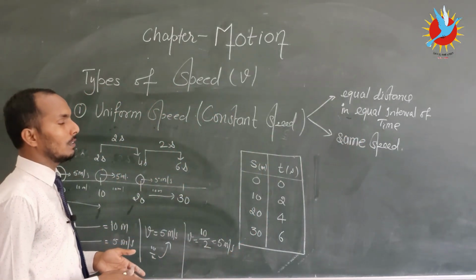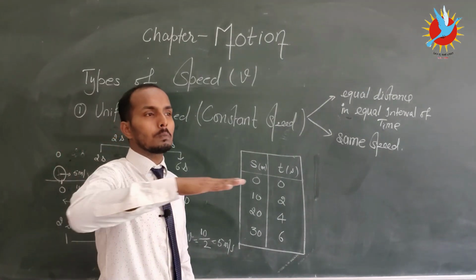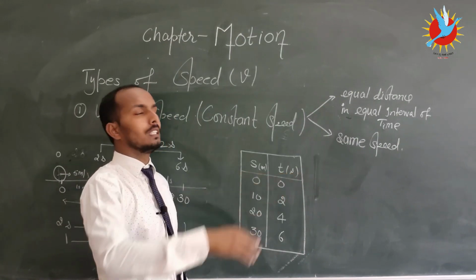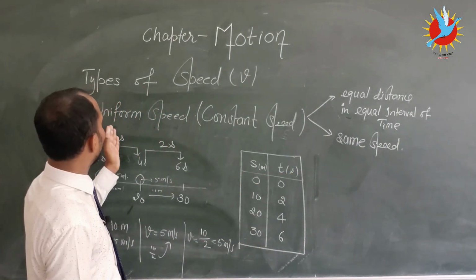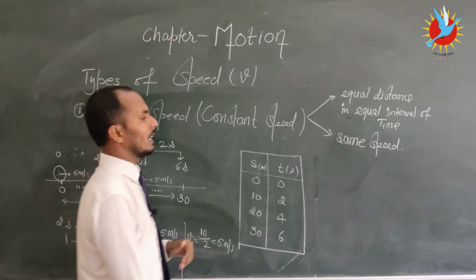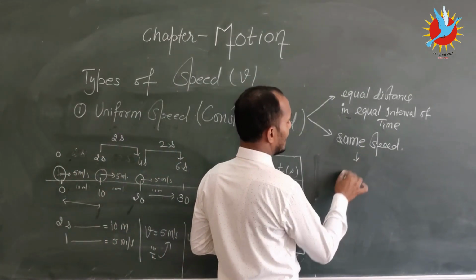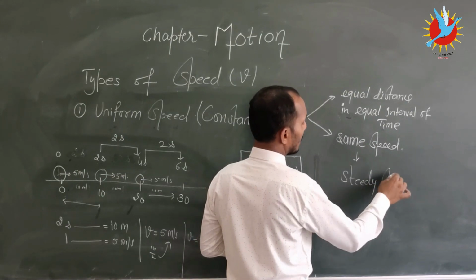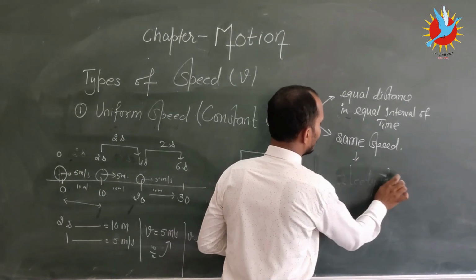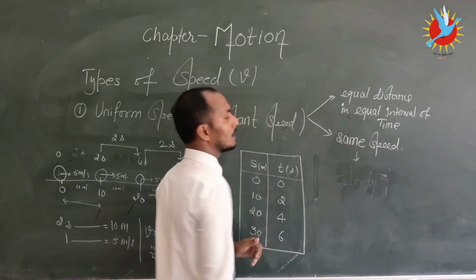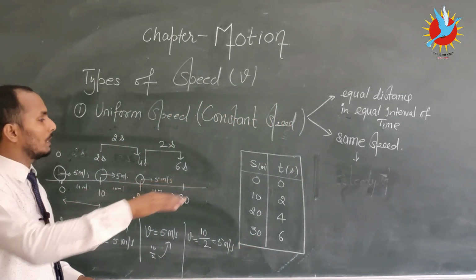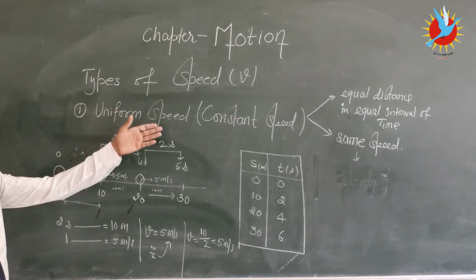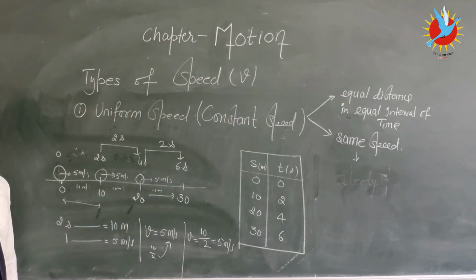And the next definition is, a body moving with uniform speed, a fixed speed, a constant speed, is said to have uniform speed. Sometimes it is written as steady speed. Steady speed means constant speed. If a body is moving with steady speed, then the body is said to be in uniform motion.